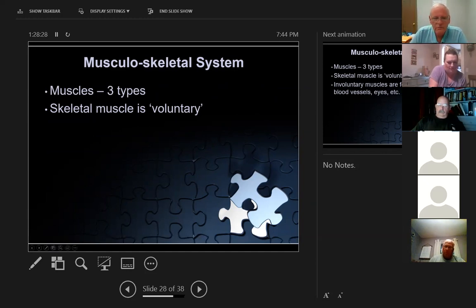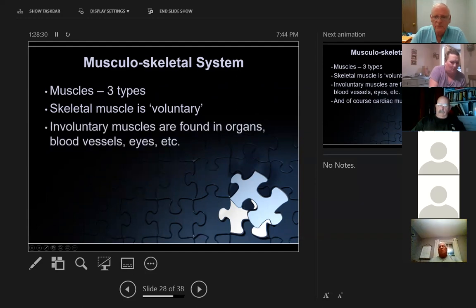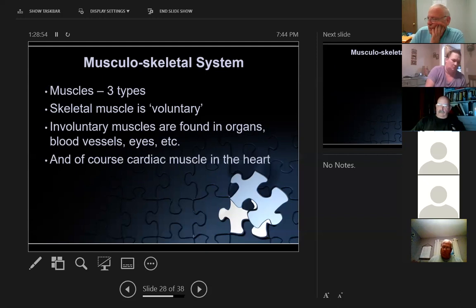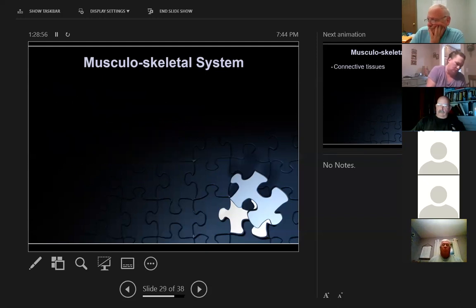We also have involuntary muscles, and they are found in organs, inside our blood vessels, changing blood vessel diameter. I'm not sitting there thinking, I need to change my blood vessel diameter, right? The system's doing it for me. Eyes, making your pupils dilate and constrict, okay? Things like that. Gastrointestinal tract, all right? So those are involuntary muscles. And of course we have cardiac muscle, which we've already talked about. Those are the three types of muscle.